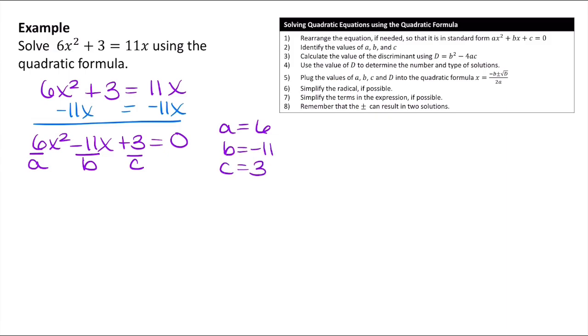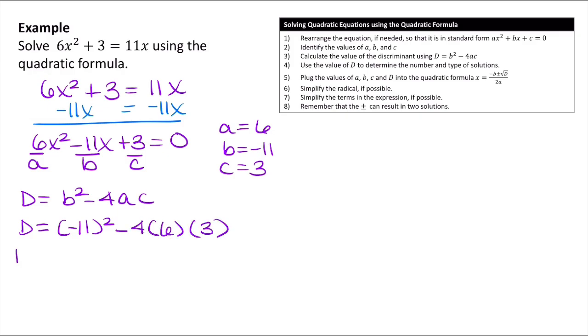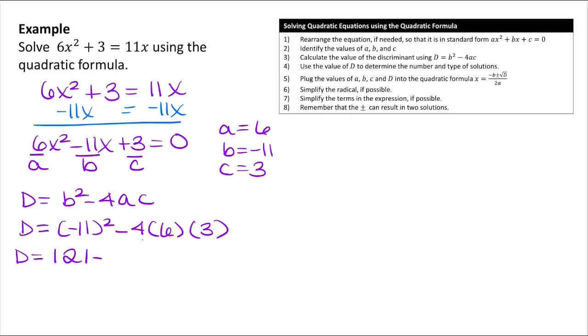So when we plug into the quadratic formula, remember we want to start off by looking at the discriminant. So we have d equals b squared minus 4ac. That gives us d equals b, which is negative 11. So we have negative 11 squared minus 4 times a, which is 6, times c, which is 3. So we have d equals negative 11 squared, which is 121, minus 4 times 6 times 3, which is 72. 121 minus 72 is equal to 49. So now let's go ahead and plug into the quadratic formula.